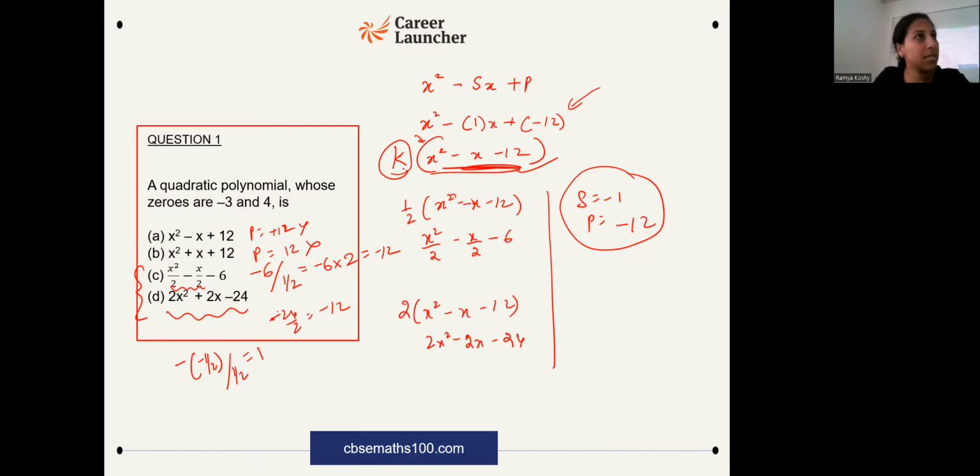The reason I'm discussing this way is so that I'm telling you a technique which works for any other question also. Okay. But in this particular case, I could choose k as anything, which means I can multiply the whole polynomial with anything.